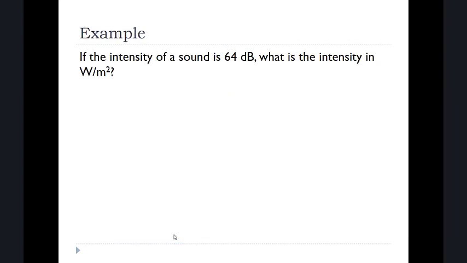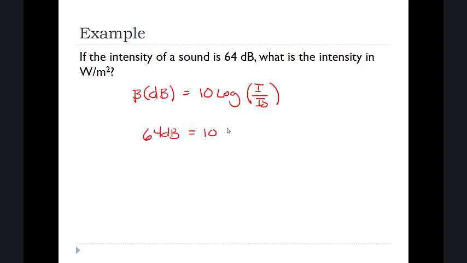For the next example, we're going to do it the other way around. If the intensity of a sound is 64 dB, what is the intensity in watts per meter squared? So I'm going to pull out my formula. Beta in dB is 10 times the logarithm of I over I naught. And now I can plug in. I'm told I have a sound of 64 dB. And that's 10 times the logarithm of the intensity I want to know, divided by the threshold intensity, which is 10 to the minus 12 watts per meter squared.